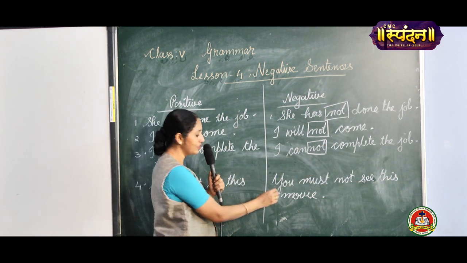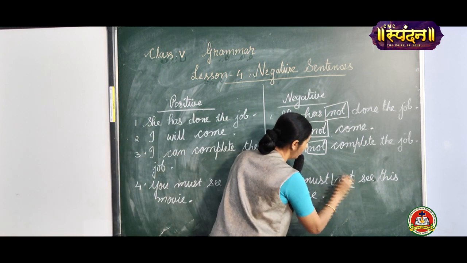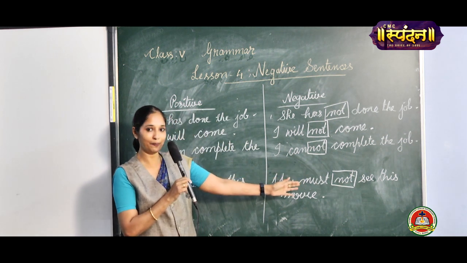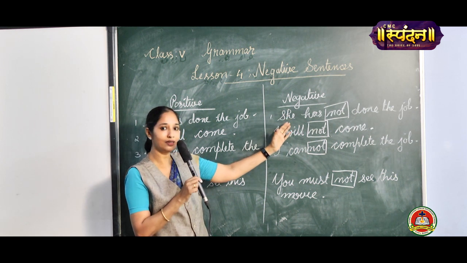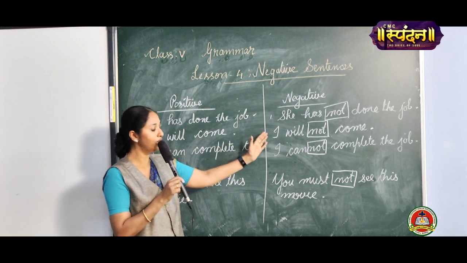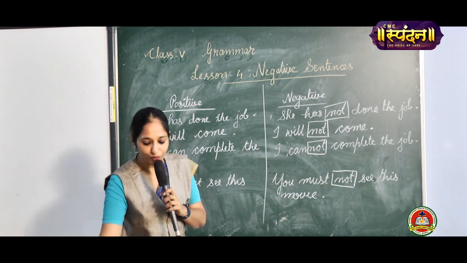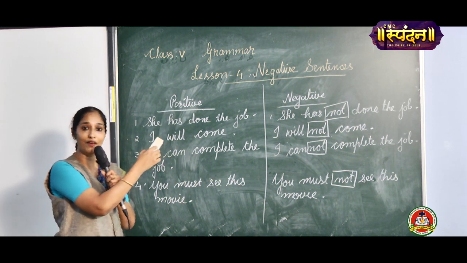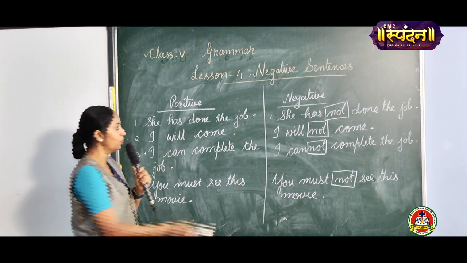Now look at the last one. You must not see this movie. Not is coming between must and see. So hope you understood where to insert not when you convert a positive sentence to a negative sentence. Now let's move to the next type of sentences. So these are sentences having an auxiliary verb and a main verb.